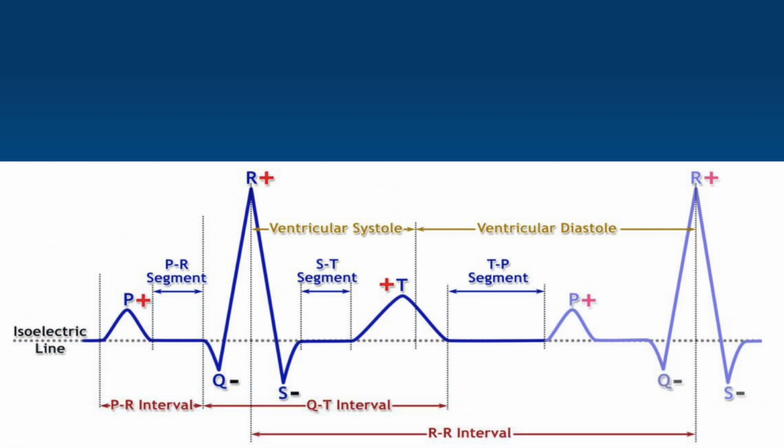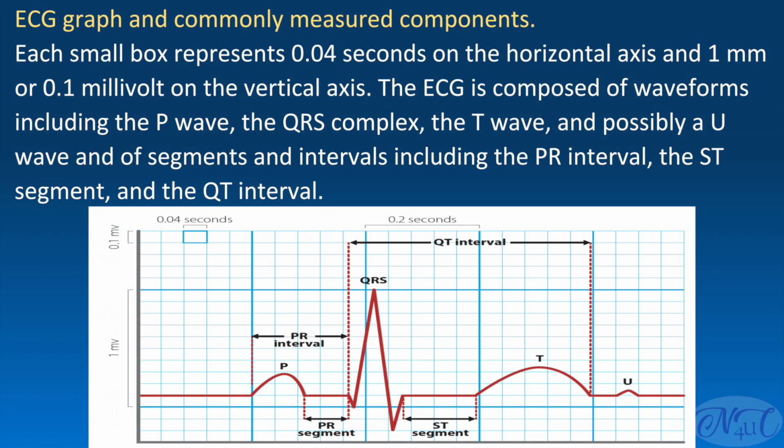A normal electrocardiographic pattern includes several waves or deflections during each cardiac cycle. In between, muscle fibers remain polarized and the pen does not move except for indicating the baseline reading. Now we'll see ECG graph and commonly measured components. Each small box represents 0.04 seconds on the horizontal axis and 1 mm or 0.1 millivolt on the vertical axis.